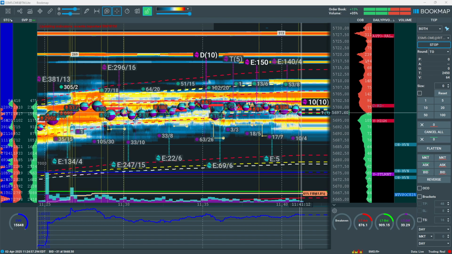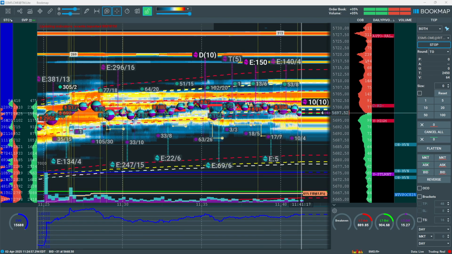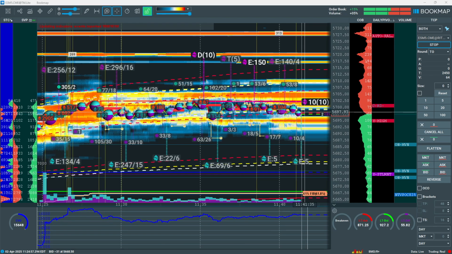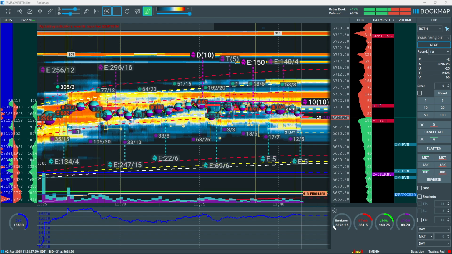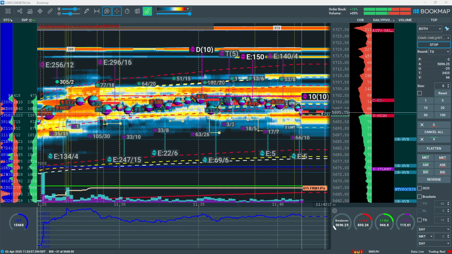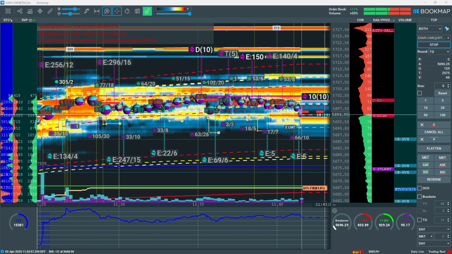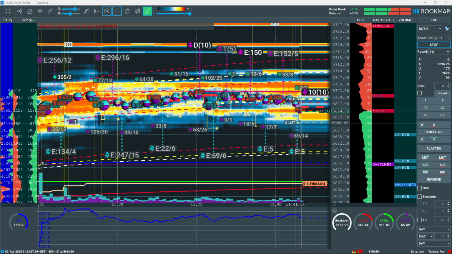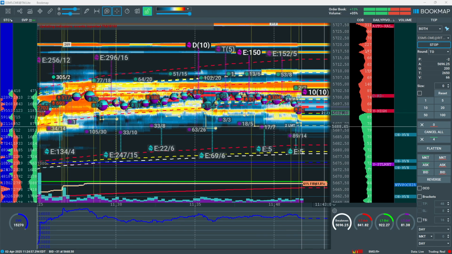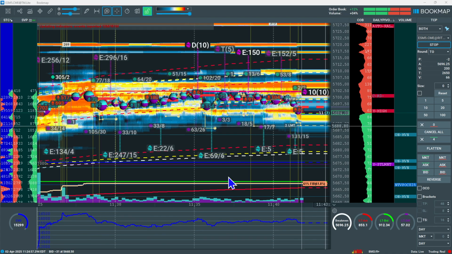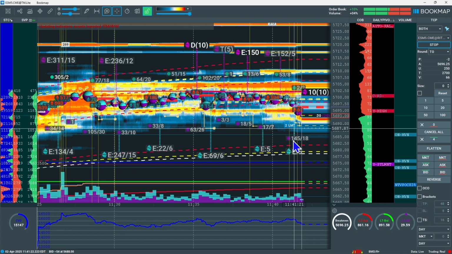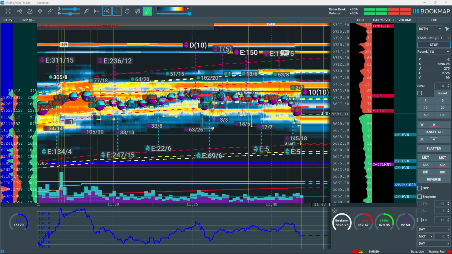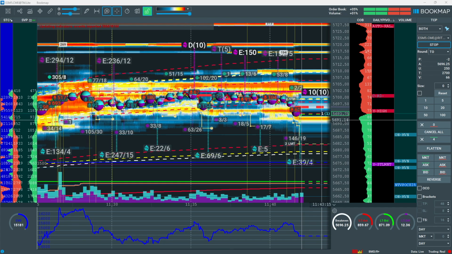Let's see, we're getting a breakdown of this structure right here. Sellers taking control or not. We have some exhaustion right there. All right, late entry, but let's see. All right, extended my take profit to 56.82. And let's see if we could get that move.